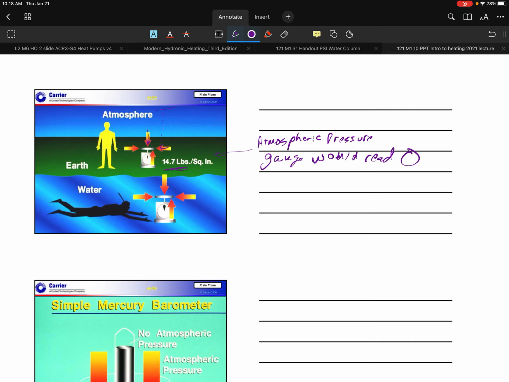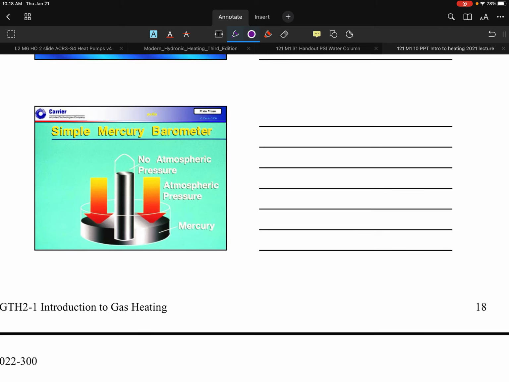Of course, we call that PSIG if it reads 0. The real pressure is roughly 14.7, and that's PSIA. So let's go to the mercury barometer and talk a little bit about that.